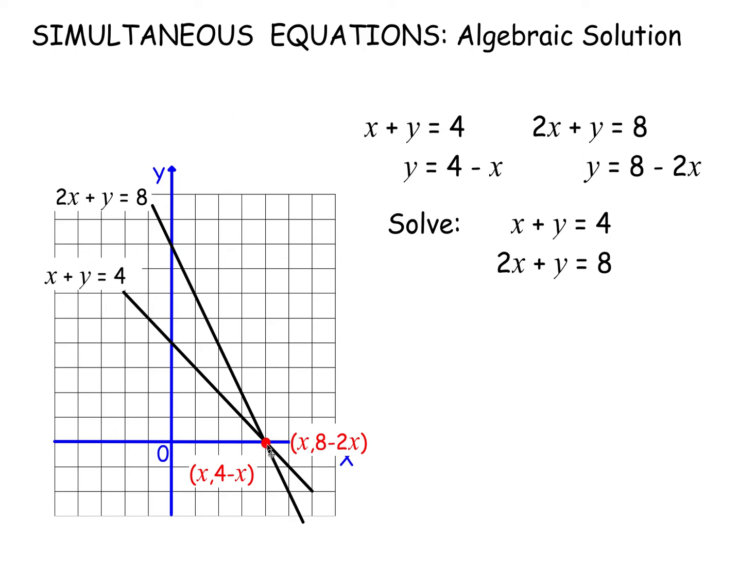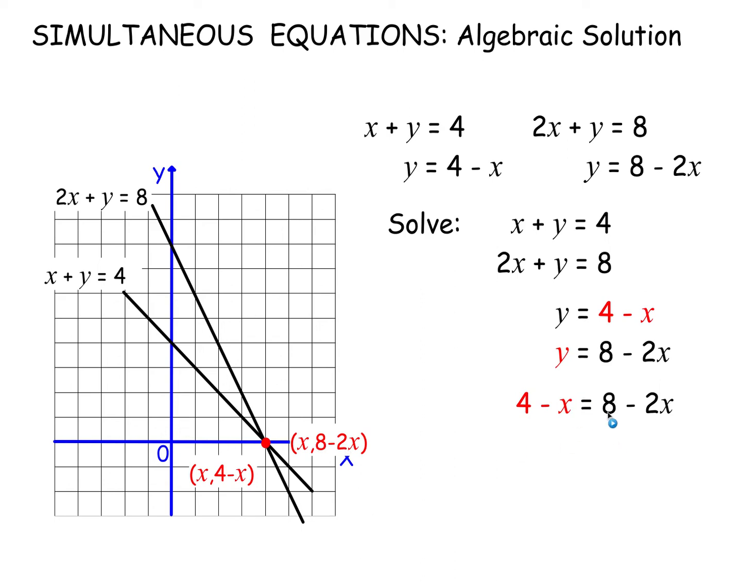So at that one place, it must be true that 4 minus x and 8 minus 2x are equal to each other. In other words, if I take the two equations, y equals 4 minus x and y equals 8 minus 2x, at that one position, they are equal. At the point of intersection, they're equal. The 4 minus x equals the 8 minus 2x.